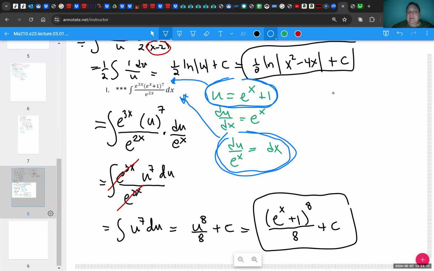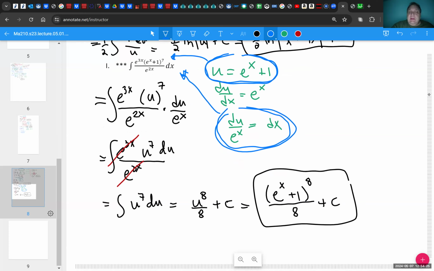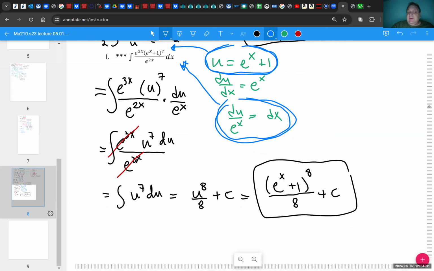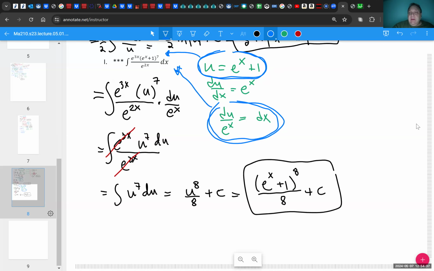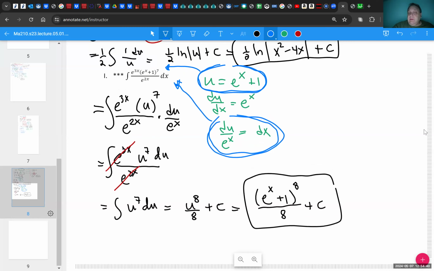And I get e to the 3x on the top times u to the 7th over e to the 2x on the bottom. And instead of dx, I have du over e to the x. And lo and behold, when I start doing some algebra, all the x's divide out. I have e to the 3x on the top, and e to the 2x and e to the x on the bottom, which is e to the 3x on the bottom. And they all divide, equaling 1, leaving just u to the 7th du. And u to the 7th is just one of our power rule things. The antiderivative of u to the 7th du is u to the 8th over 8 plus some constant. And putting it back in terms of our original substitution, we get e to the x plus 1 to the 8th over 8 plus c. All right, how'd you do?